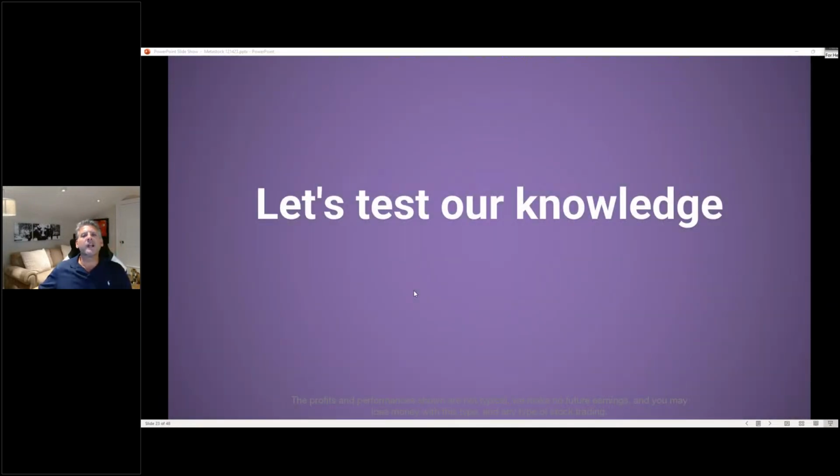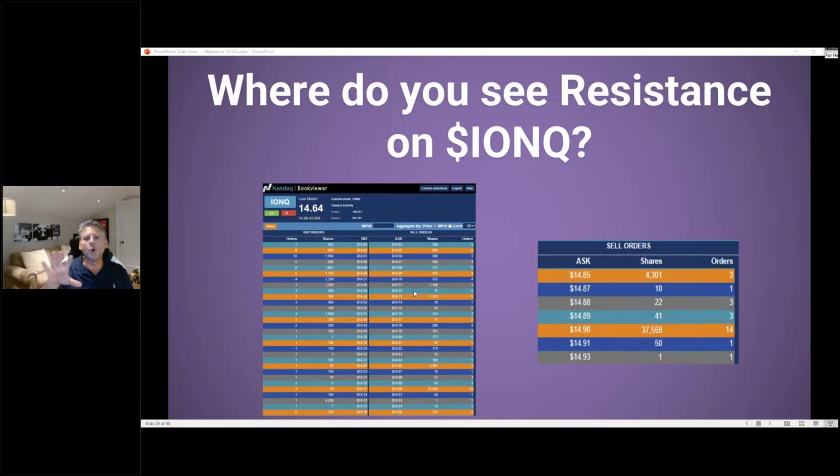Okay, so let's test our knowledge. All right, let's see if everyone's following along. I'm going to have a little pop quiz with you guys. Where do you all think resistance level is in IONQ, the stock that we're looking at right here? I don't know how more obvious I can make it, but where do you think in theory, if you saw this stock right now and you were just looking at this one access to the market, you have a seat on the exchange, where do you think we're going to hit some form of resistance levels?